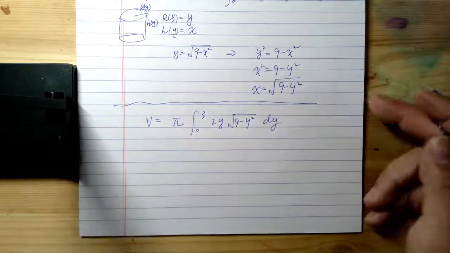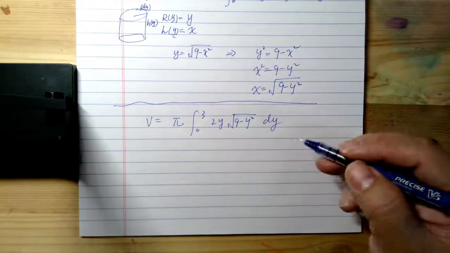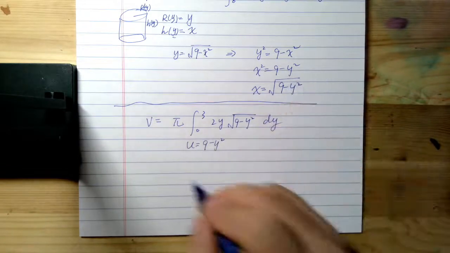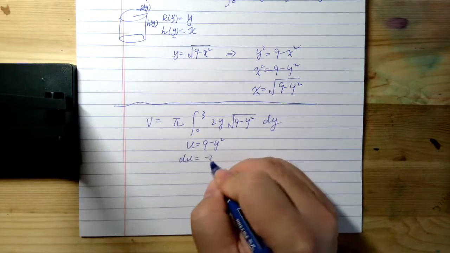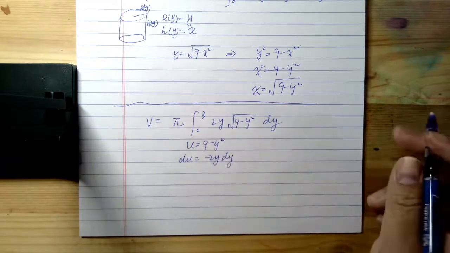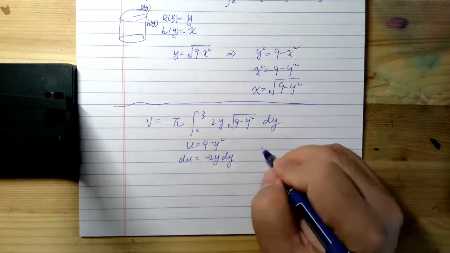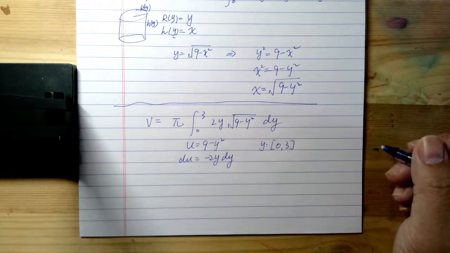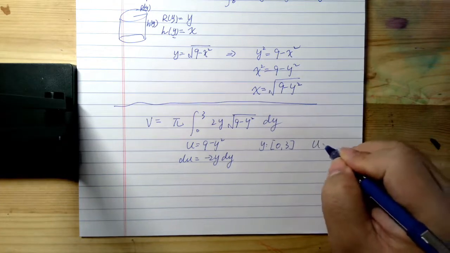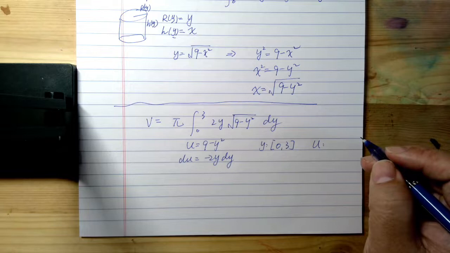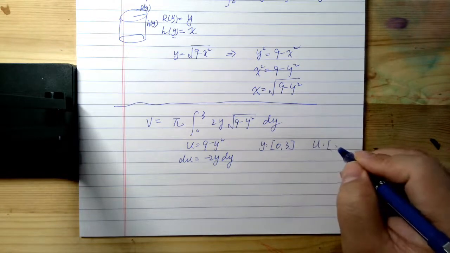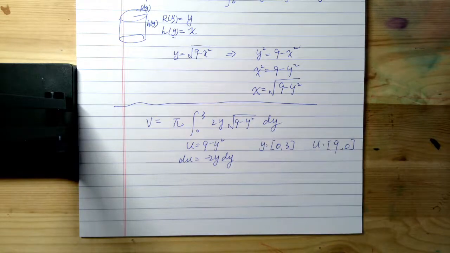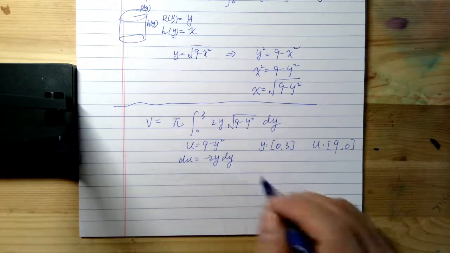It will be good if we can use a u substitution. So set u equals 9 minus y squared. Then du is going to be negative 2y dy, right? Correspondingly, y is from 0 to 3, and u is going to be from 9 to 0. So with everything in mind, we can do our substitution.